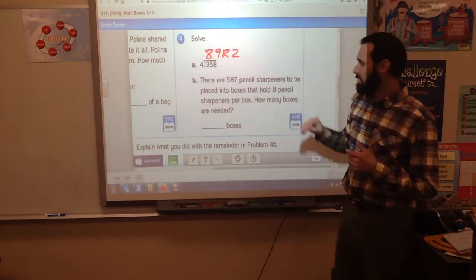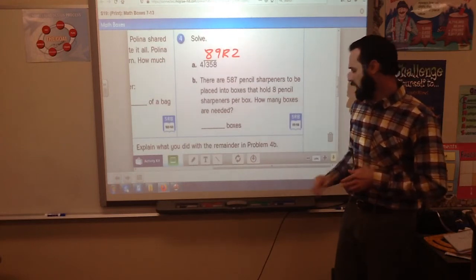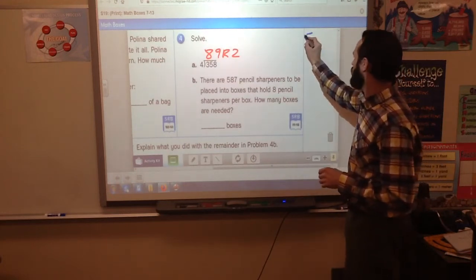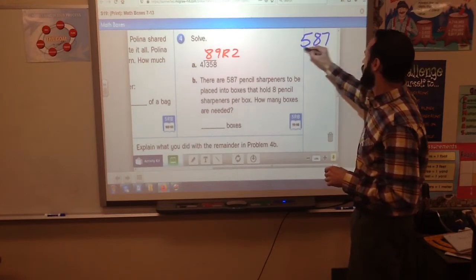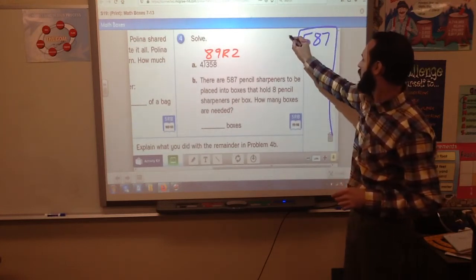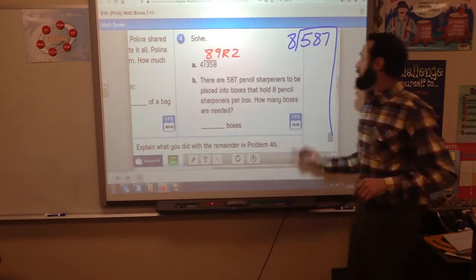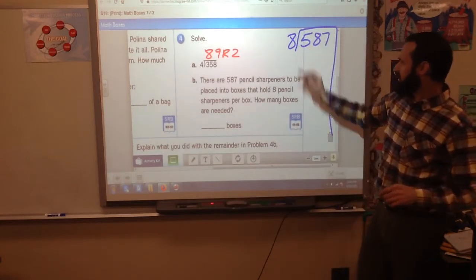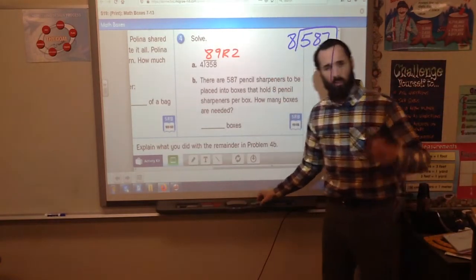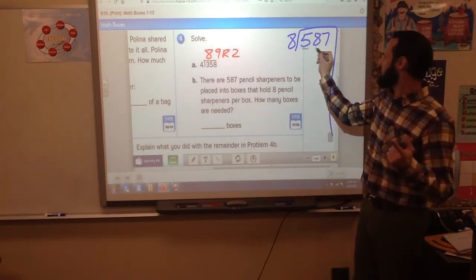So, here in letter B, there are 587 pencil sharpeners, and we're putting those into boxes that hold 8. And when I take a look at this, I look at the 5 first. Can the 8 go into 5? No, 8 is bigger than 5, so that means we have to work with the 58.